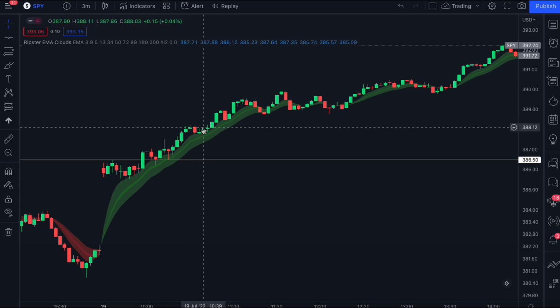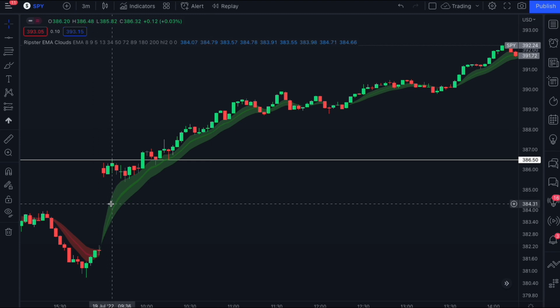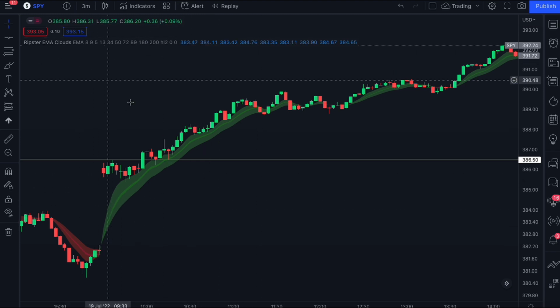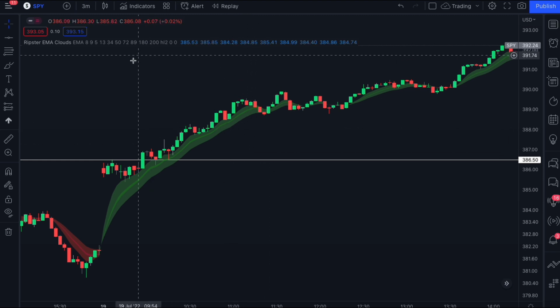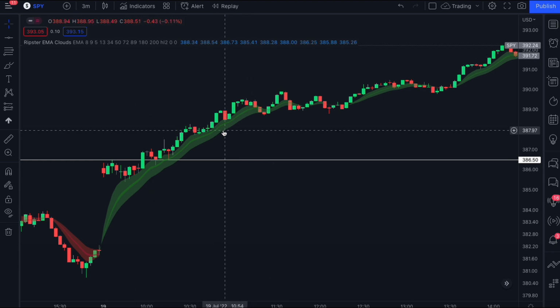Then I think we started to consolidate here for a couple of candles, but then we broke out again here as well. And since these are EMA clouds, you can just search them up in TradingView. These are also providing you some sense of what the trend is. So as long as the trend is staying up, you can keep building positions.